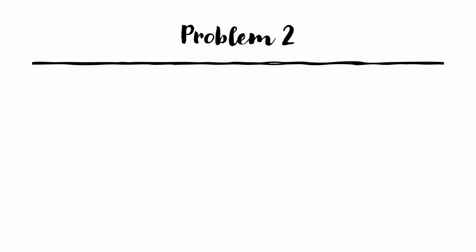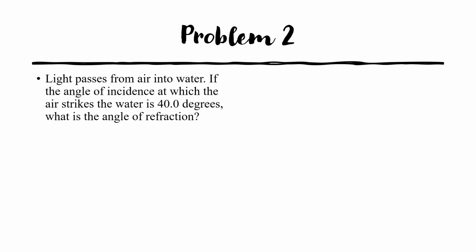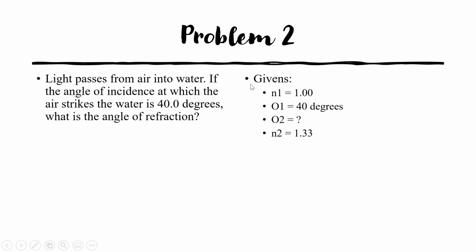Alright, let's continue. Now we have problem number 2. This one is a little bit simpler, but it might be a little bit trickier, so it is always important that you take it into account as well. It says, light passes from air into water. If the angle of incidence at which the air strikes the water is 40 degrees, what is the angle of refraction? So let's check our givens. We have both the index of refraction of air and water, 1 and 1.33, and we have the angle of incidence, which will be 40 degrees.